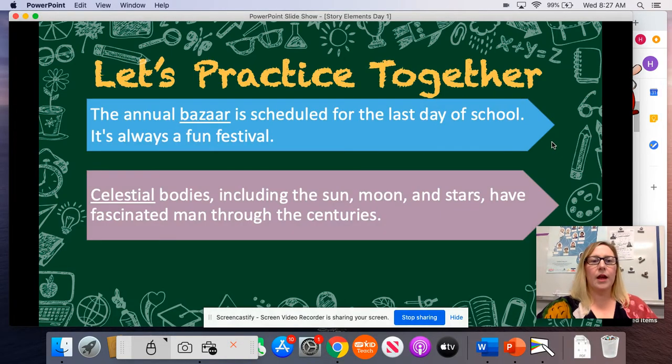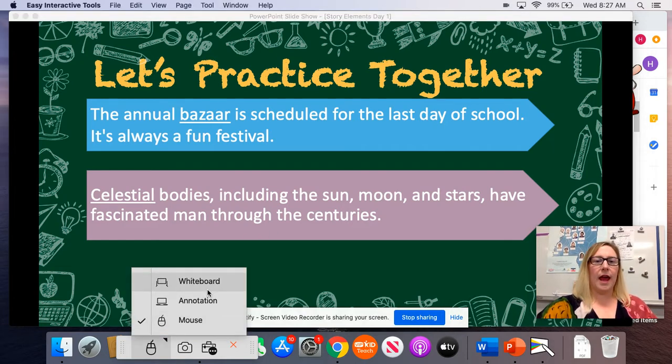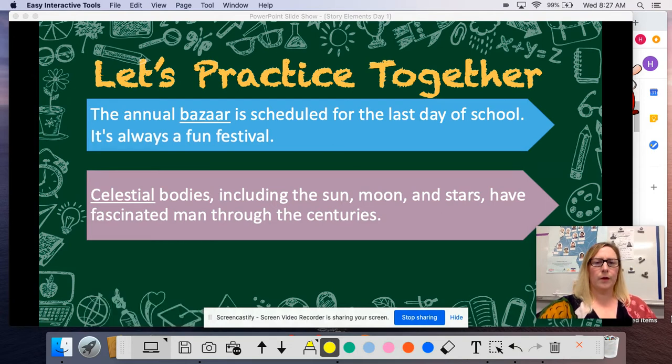Okay, here I've got two example sentences. It says, the annual is scheduled for the last day of school. It's always a fun festival. Well, let's look for clues together. Well, it says that it is always a fun festival. So that word must be something like a fun festival. It says that it is a fun festival.